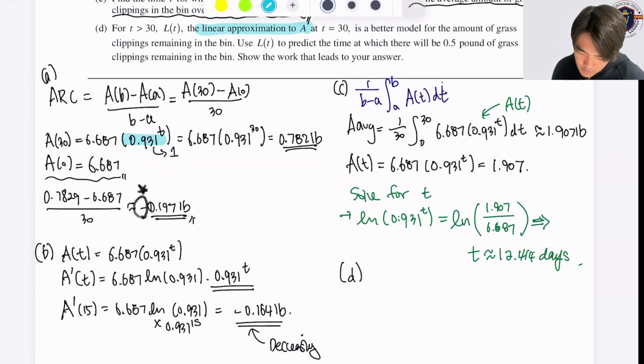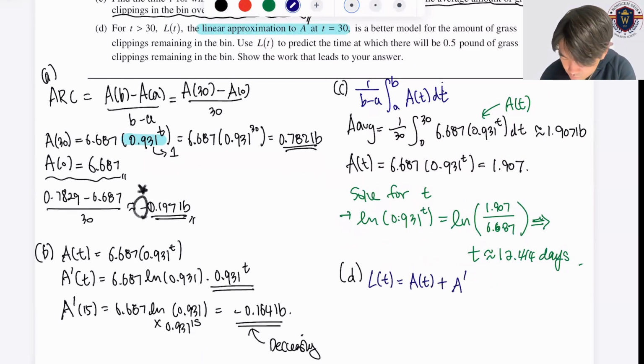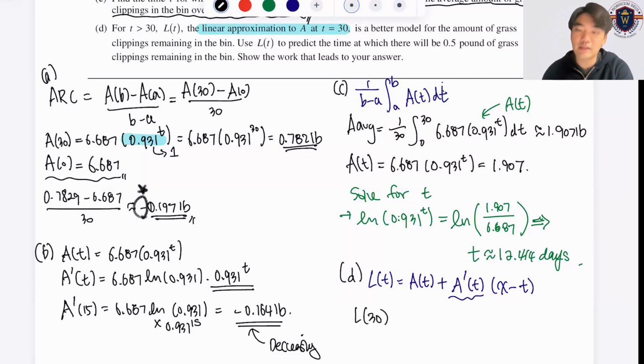And the last part, D, asks us to use linear approximation to A at t equals 30. So what is the formula for linear approximation? L(t) is equal to A(30) plus A prime of 30, the instantaneous slope, times (t minus 30). So it serves as the slope of the linear equation. We already know that A(30) is about 0.78, and A prime of 30 we still have to get by putting 30 into the derivative formula.